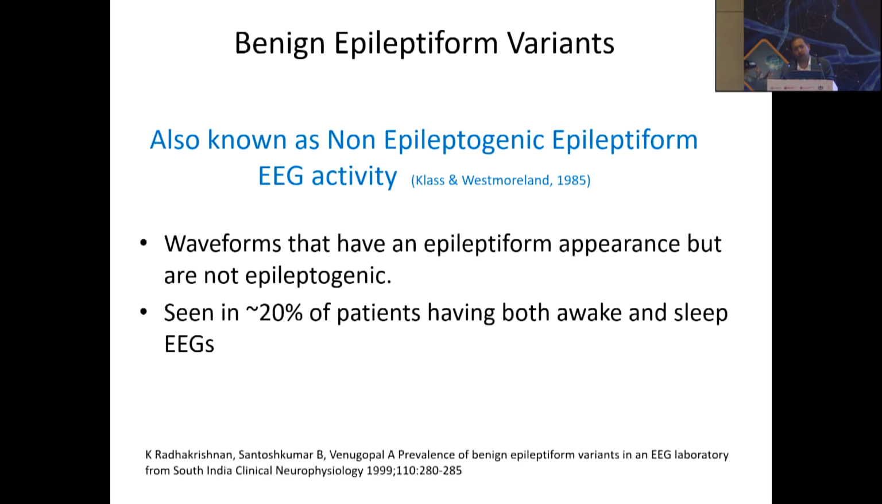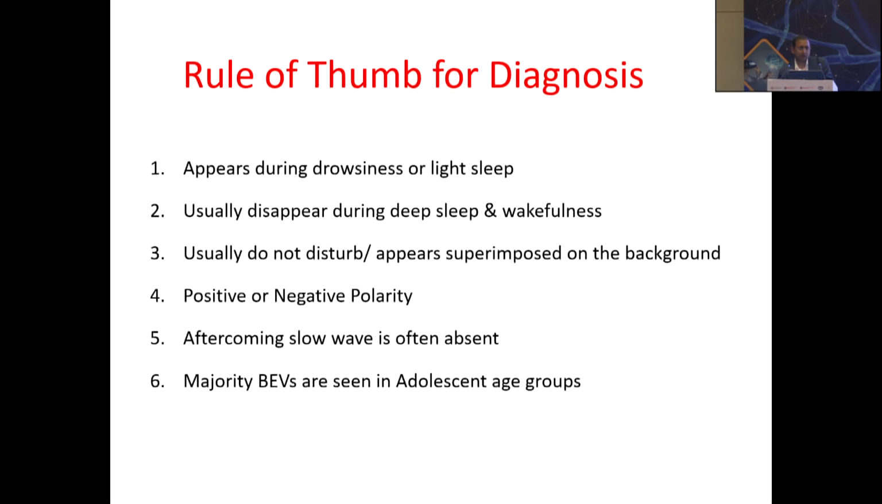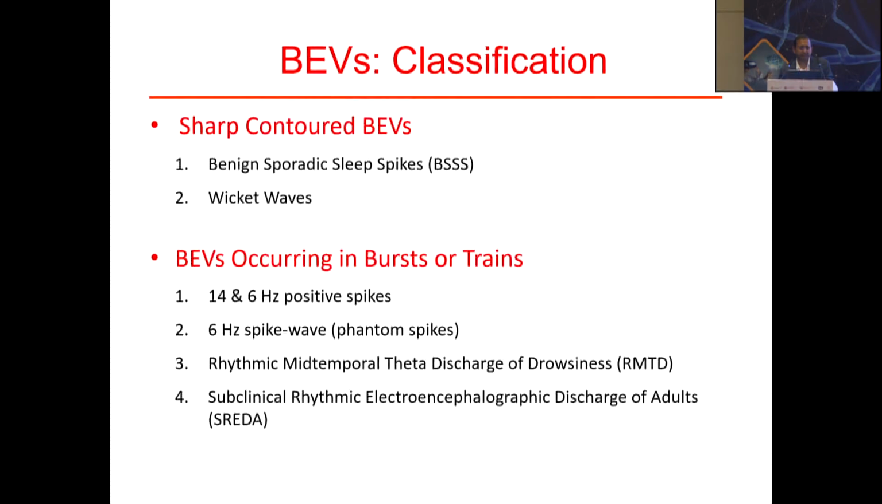It is there in almost 20% of the EEGs when we routinely see EEGs. So, rule of thumb for diagnosis is most of these abnormalities happen in drowsiness or in light sleep. They disappear when a person is in deep sleep or in awake state. They will not disturb the ongoing background activity, may be positive, may be negative, and slow wave will not be seen. And mostly they are in the adolescent group. So adolescent age and drowsiness, this is a very crucial combination.